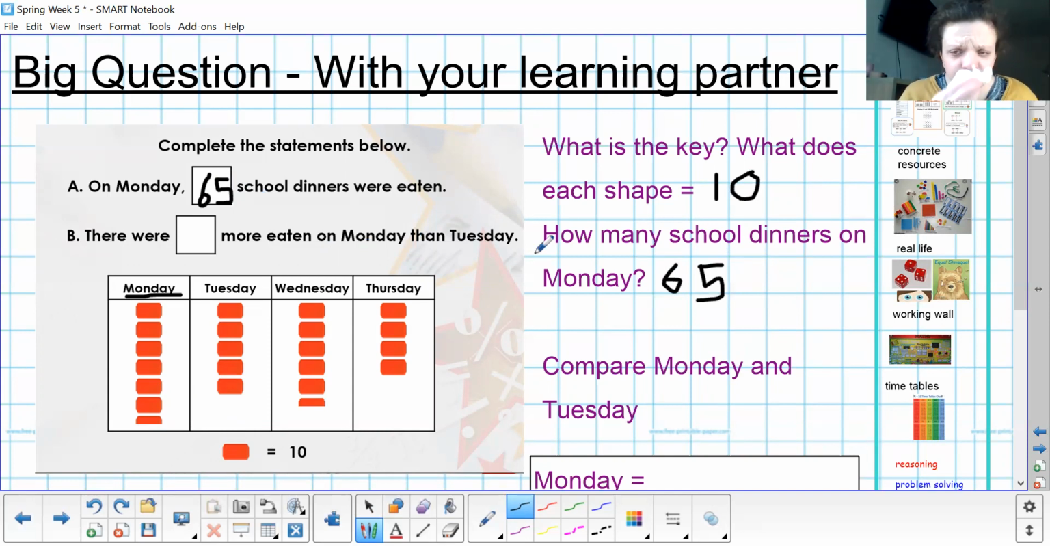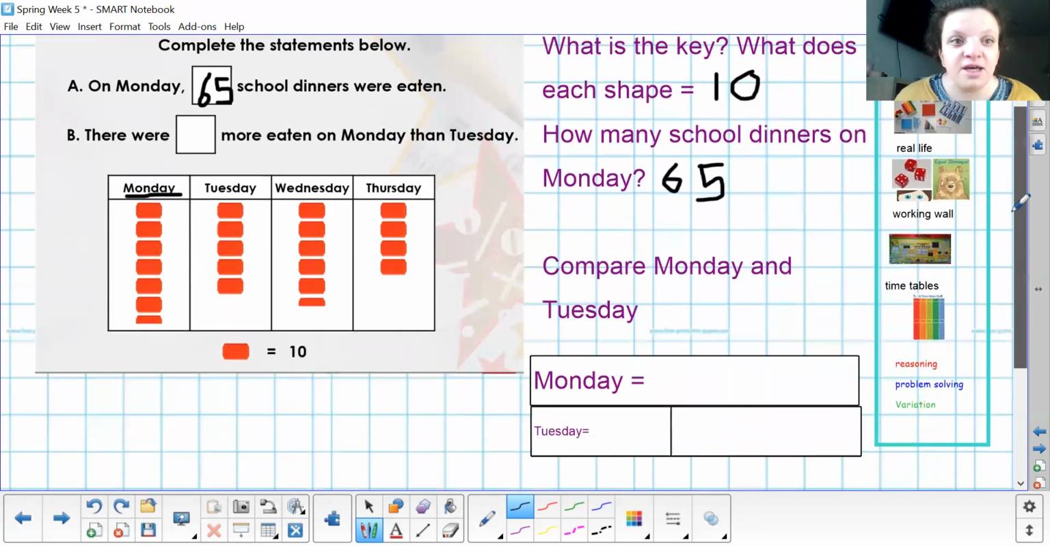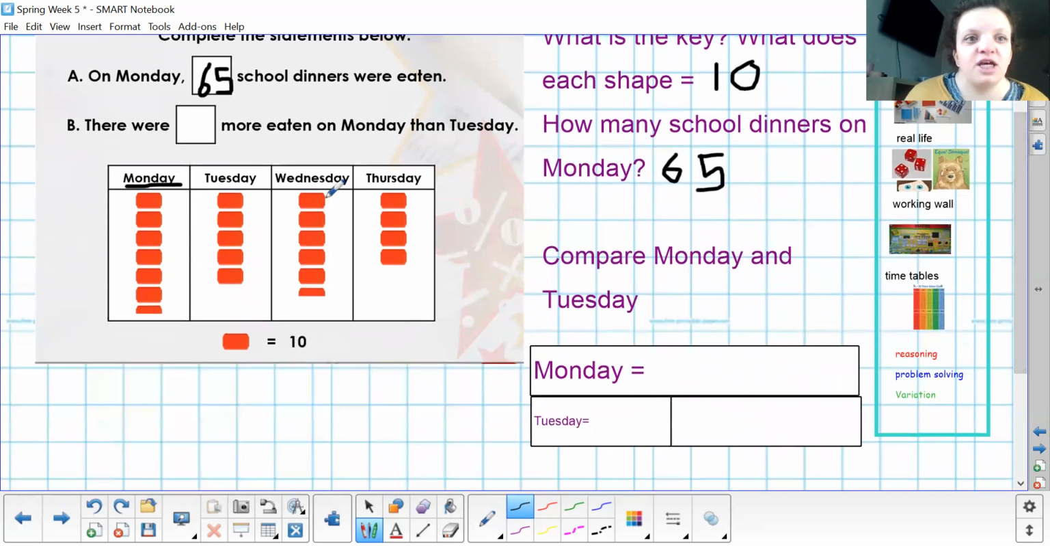How many more were eaten on Monday than Tuesday? So now this is when I've got my bar model to help me. So I know that Monday is my big day, because that's where the more were eaten. So I know that Monday will be my whole number. So on Monday, we've already worked that out. We had 65 meals.